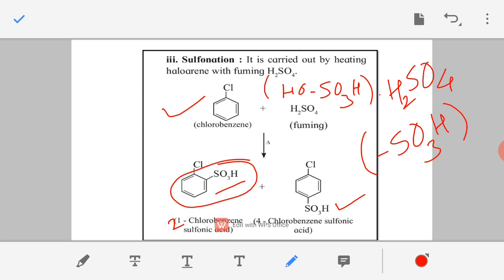In the second structure, what name do you give? With respect to SO3H, the chlorine is at the 4 position, therefore 4-chlorobenzene sulfonic acid. And what is the byproduct? We replace the electrophile hydrogen from the ring, and this hydrogen combines with the OH and forms H2O.